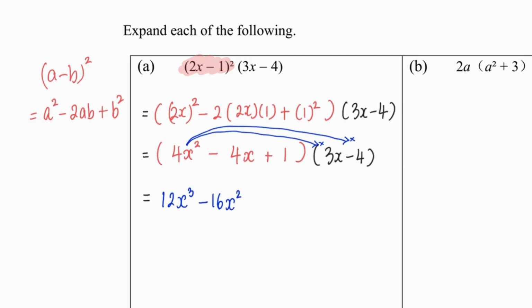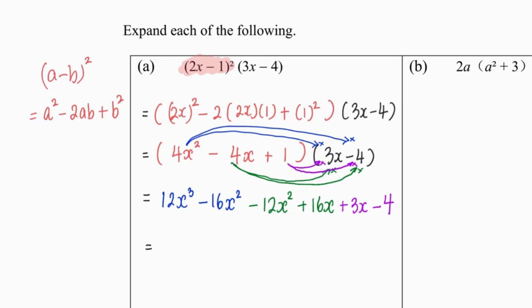I will have my negative 4x multiplied by positive 3x, negative 12x squared. And this will give me positive, negative times negative will be positive 16x. Also have this positive 3x and negative 4.